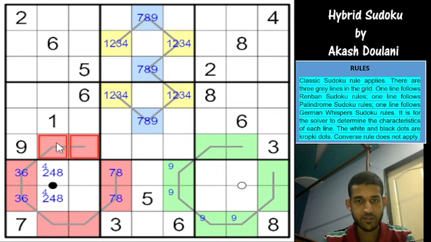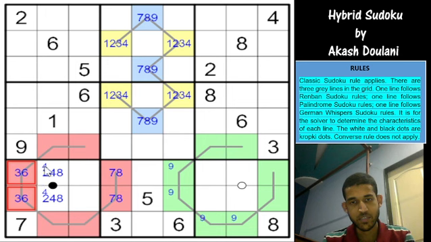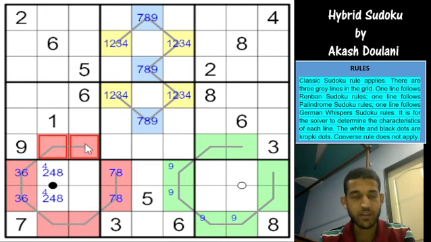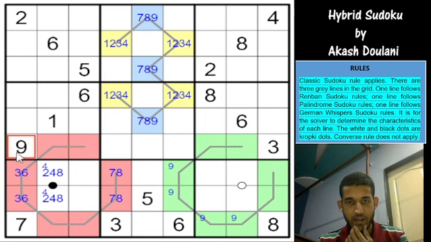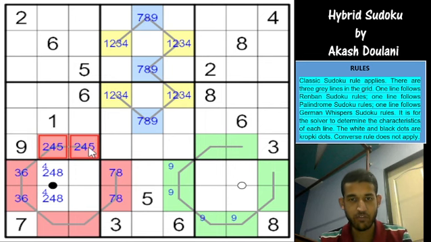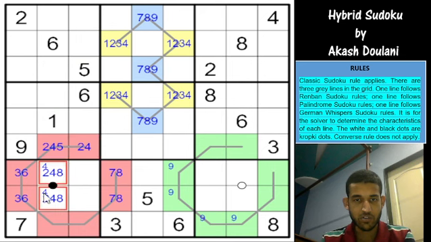So look at this pink line. You have 7, 8, you have 3, 6, which means these two cells must be 1, 2, 4, 5 or 9. So 1 and 9 are eliminated. So these two cells must be 2, 4, 5, and 5 cannot go here because of this 4. 4 cannot go here.